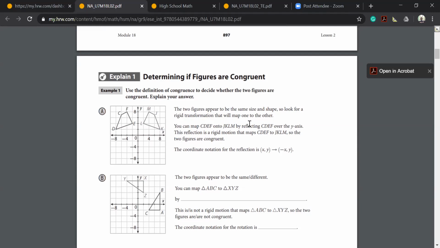So look for a rigid transformation that will map. You can map CBDE to the other figure by reflecting over the y-axis. The reflection is a rigid motion, right? So the two figures are congruent. And the coordinate notation is, how did he know this?